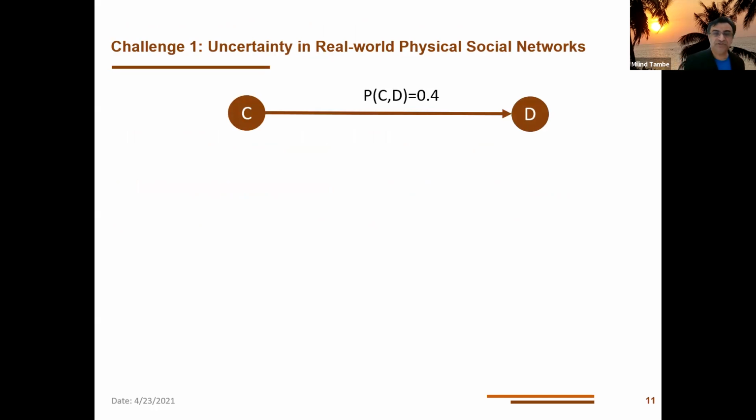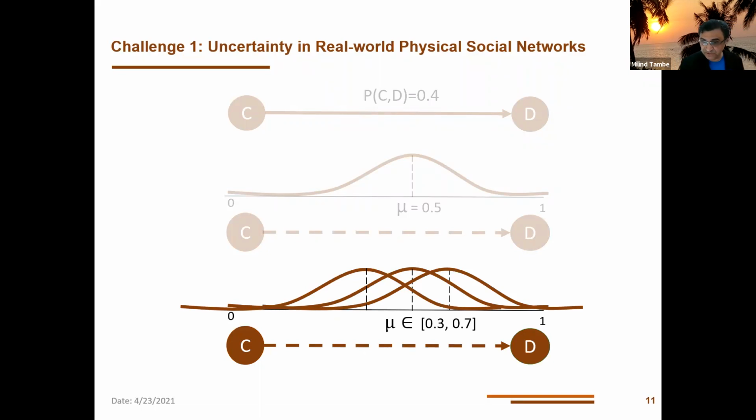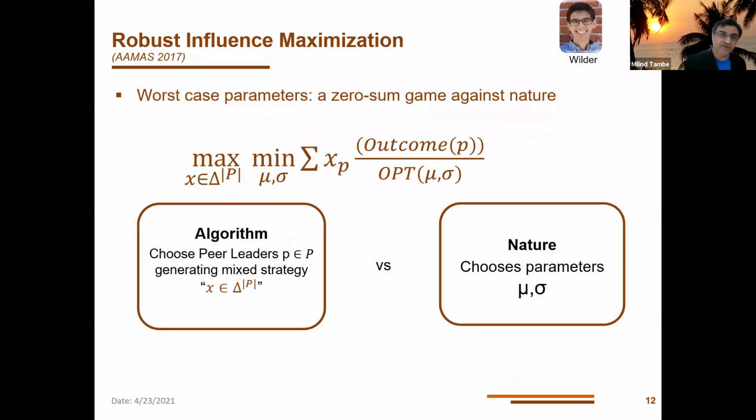Traditionally, in influence maximization, we assume that if we talk to youth C about HIV prevention, there's a known probability 0.4 that youth D will be informed about HIV prevention. But in our domain, immersion clearly showed that these probabilities are hard to estimate. So we can assume that we can sample this probability from some distribution. And in fact, to further model the uncertainty we face, we can say that the mean of this distribution may itself lie within some interval. So now we're faced with this problem of robust influence maximization.